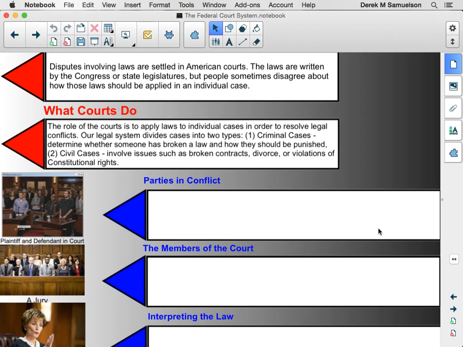But there are also civil cases. Civil cases involve issues such as a broken contract or a divorce, violation of constitutional rights. There's not a specific law that has been violated, and yet something has happened that needs to be resolved. A disagreement over a contract. Let's say my job as a teacher here at Pontiac High School were to change dramatically, and it would be different from my existing contract. And me and Pontiac schools got into some sort of conflict over that. It could go to a civil case.